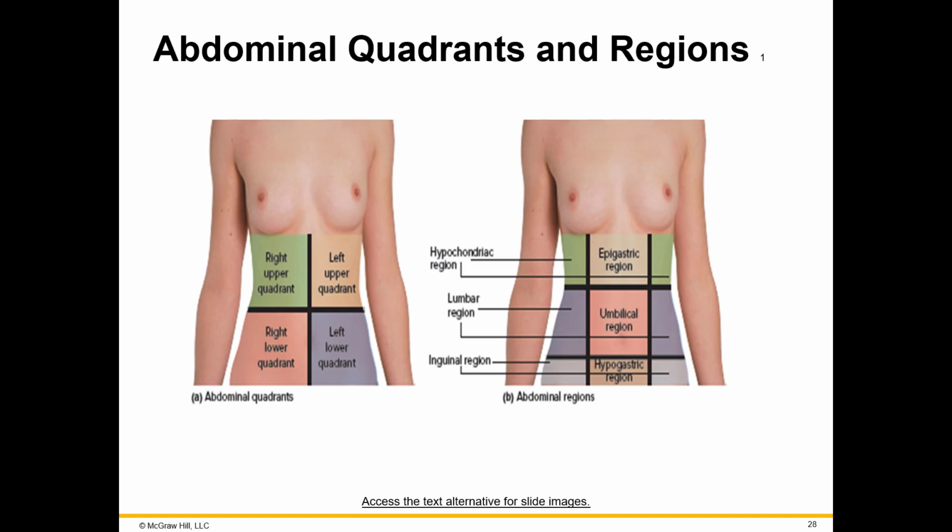Next, we're going to talk about our quadrants and regions. The abdomen is divided into 4 quadrants. First, we have our right upper quadrant, followed by our left upper quadrant. Then we have the right lower quadrant and the left lower quadrant. The abdomen can also be divided into 9 regions. The central is called the umbilical region. The areas above and below that region are named relative to the stomach. Epigastric for above, hypogastric for below. The 6 remaining regions are located on the right and left of the central region.